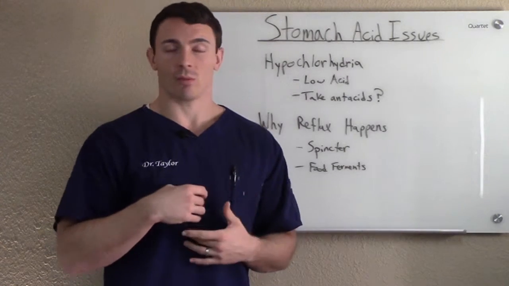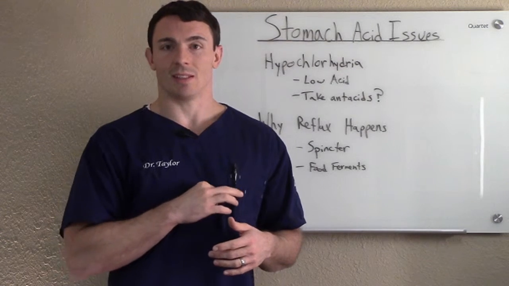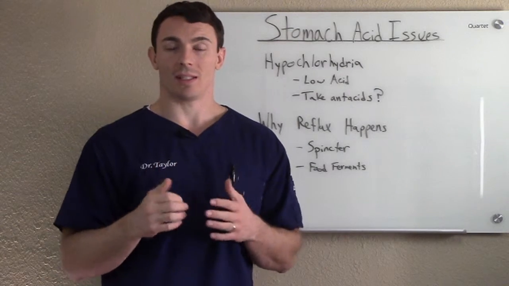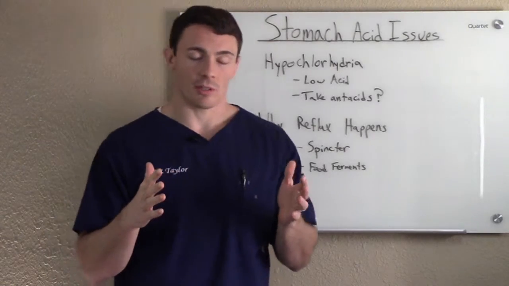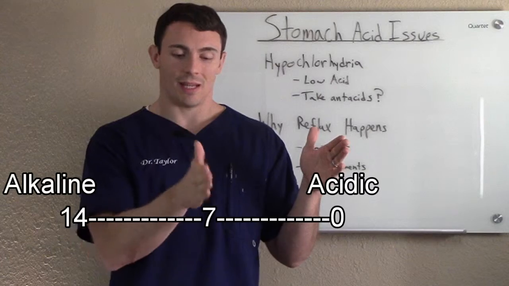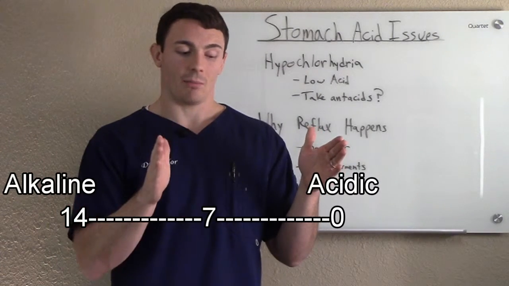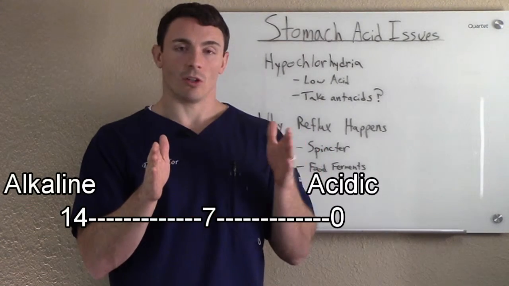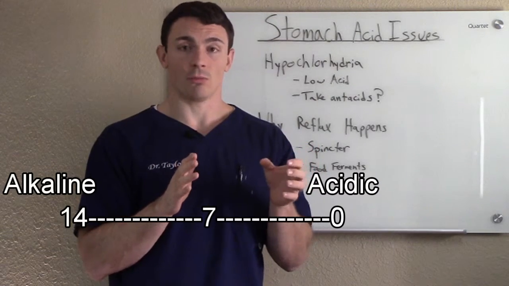Well, you have what's called the lower esophageal sphincter, a little muscle that tightens at the top of the stomach. That only tightens properly if you have a stomach acidity between 2.5 and 3. The way acidity works, you look at the pH scale. You have 0 to 14, 7 being neutral. Anything above 7 is alkaline. Anything below 7 is acidic. So the lower the number, the more acidic it is. So 2.5 to 3 is actually really acidic.